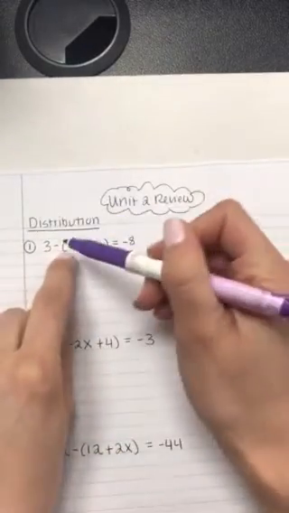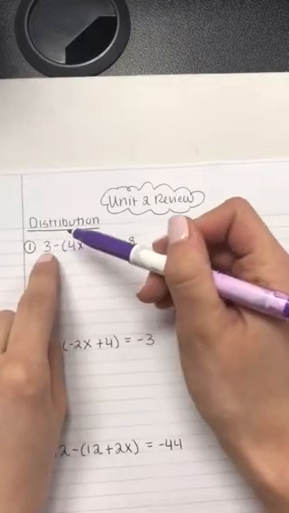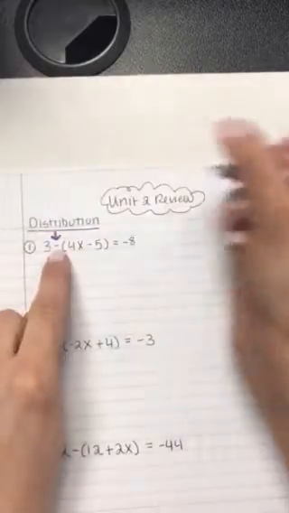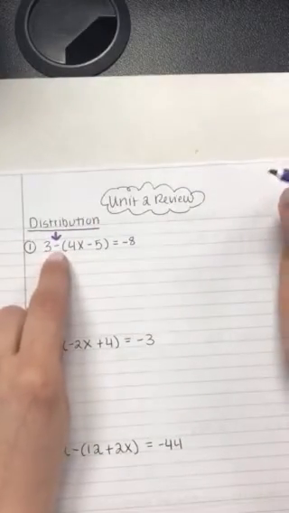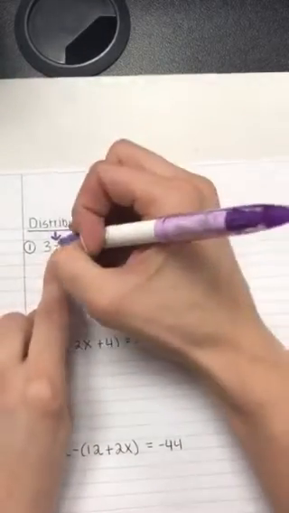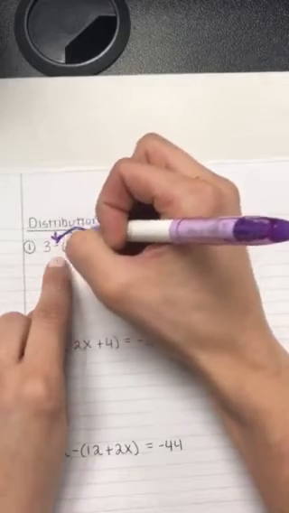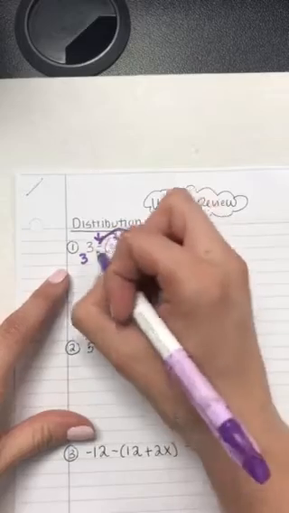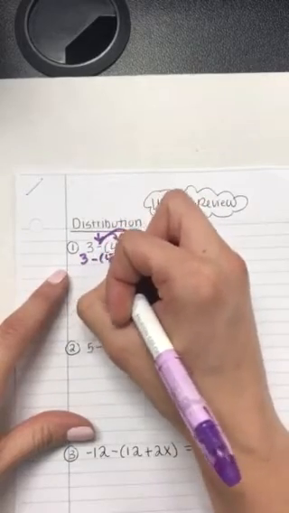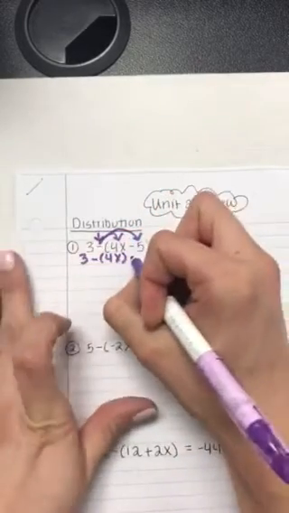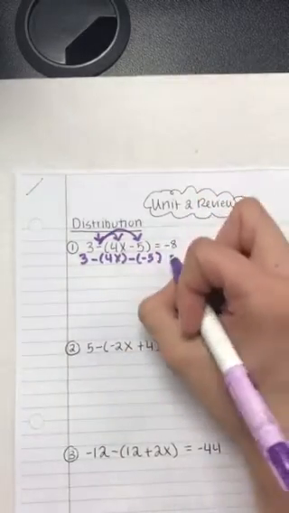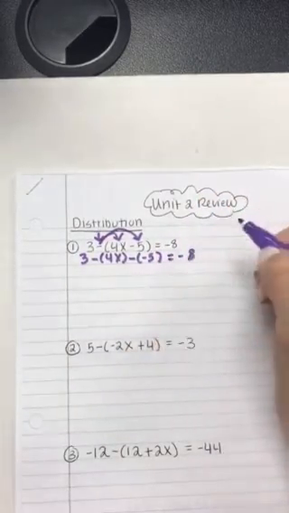I want you to notice that there's parentheses, but the 3 is not smushed against the parentheses. What is actually smushed is the negative. So the negative is what's being distributed. So I'm going to draw my arrows. That means I keep my 3, and then I have a negative times a 4x, and a negative times a negative 5, okay, equals negative 8.